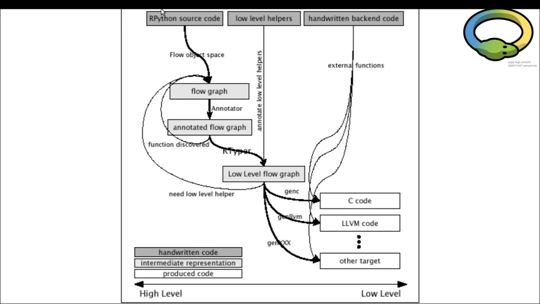You have to write some RPython source code, some low-level helpers, and some backend code which specifies the code for explicit exception handling and memory management. So first thing is RPython is converted to a flow graph, which is again converted to a low-level flow graph, and then you generate some C code out of it, and that C code, when compiled, generates an executable, which is your PyPy Python interpreter in case of Python, if you're running RPython for Python programming language.